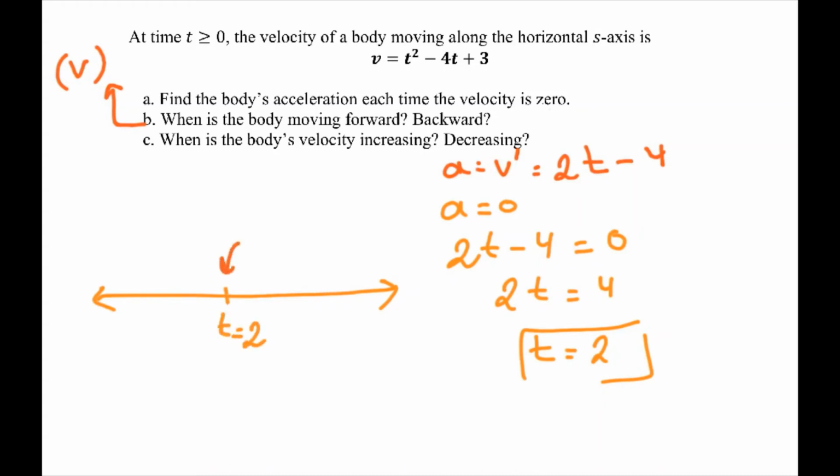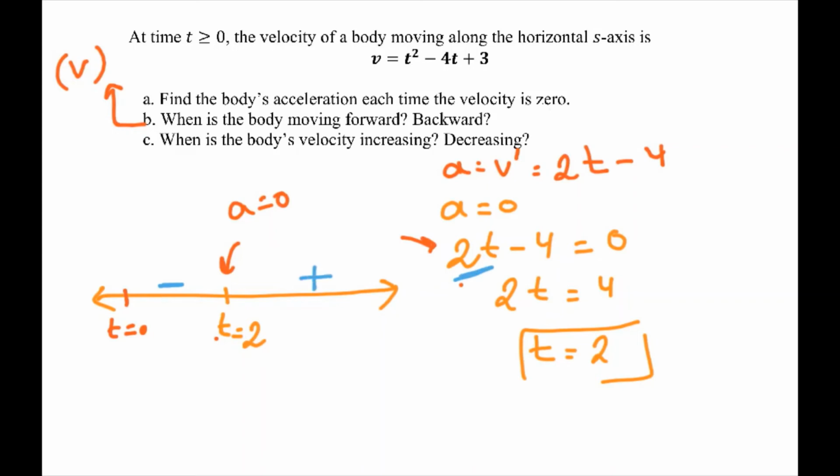Now if you test again points from 0 to 2 and anything above 2. From 0 to 2, any point you will take, like 1. If you substitute, for example, 1 here, you will get negative: 2 times 1 is 2 minus 4 is negative. If you take anything else, you will get also negative. Anything above 2, like 3, 2 times 3 is 6 minus 4 is positive.